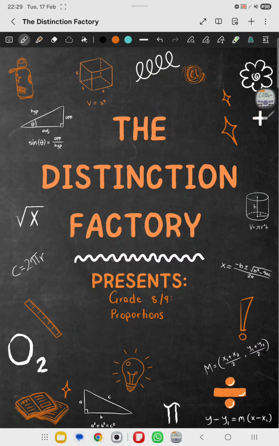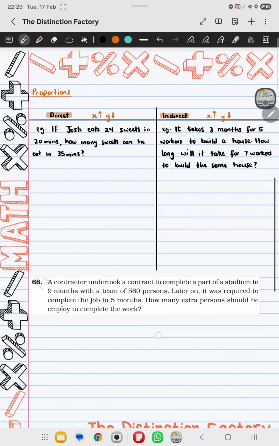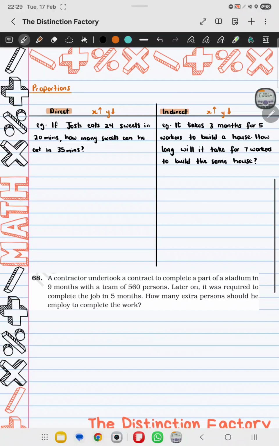And today we are going to be focusing on grade 8 and 9 proportions. Now we have two types of proportions. We have direct proportion and indirect proportion. And in order to identify which one is which, we are going to be looking at how the variables interact with each other. So if we have direct proportion, that means that as one of your variables increases, so does the other one. So as one of the variables decreases, so does the other one as well. For indirect proportion, we are looking at as one of your variables increases, the other one decreases, and vice versa.